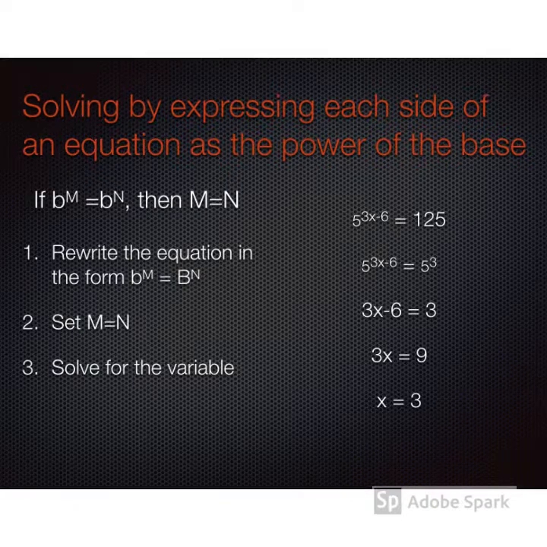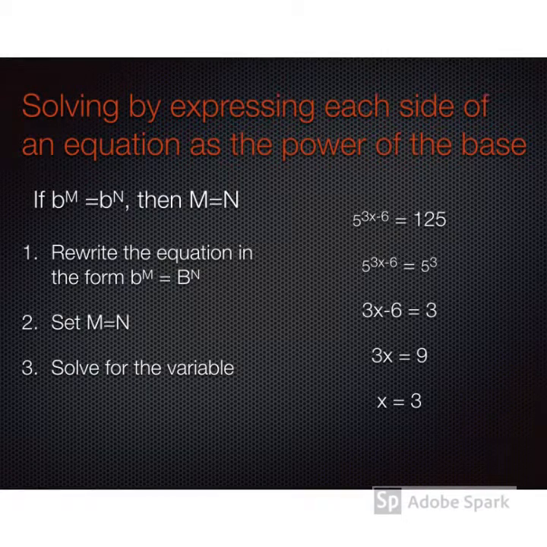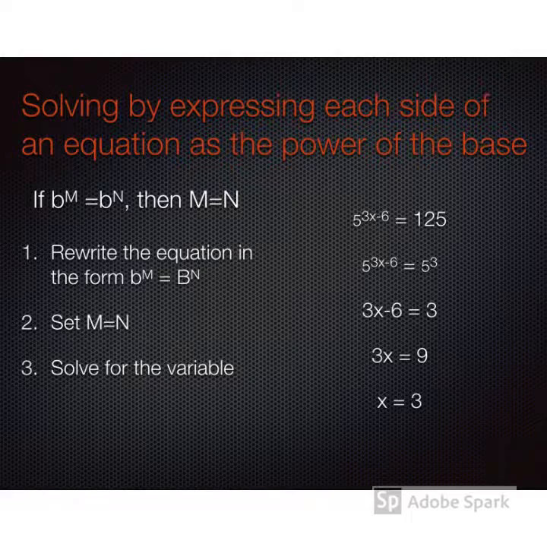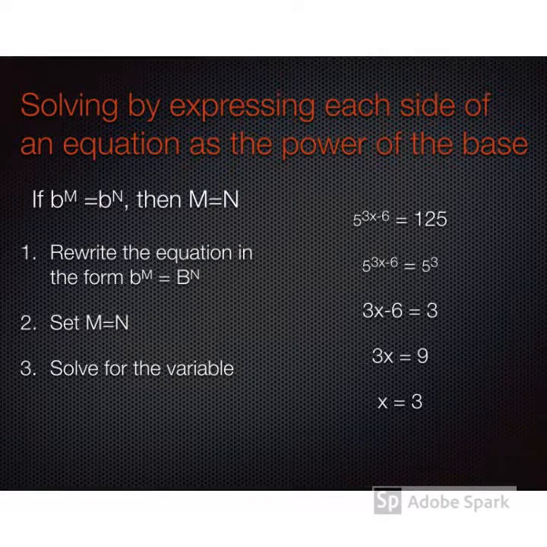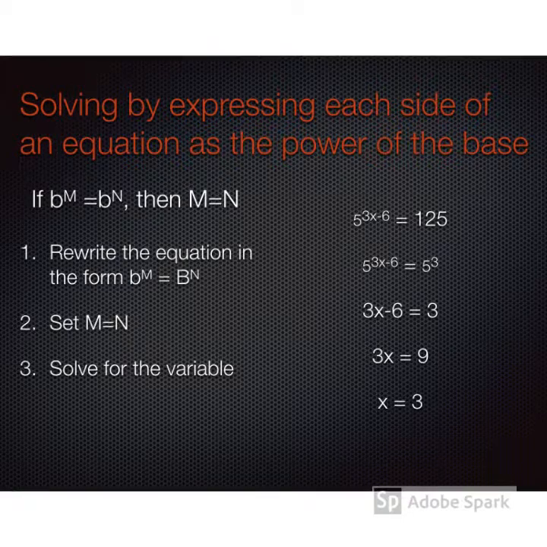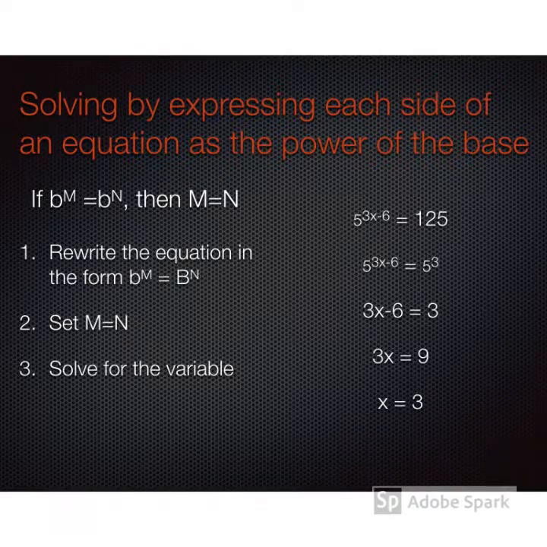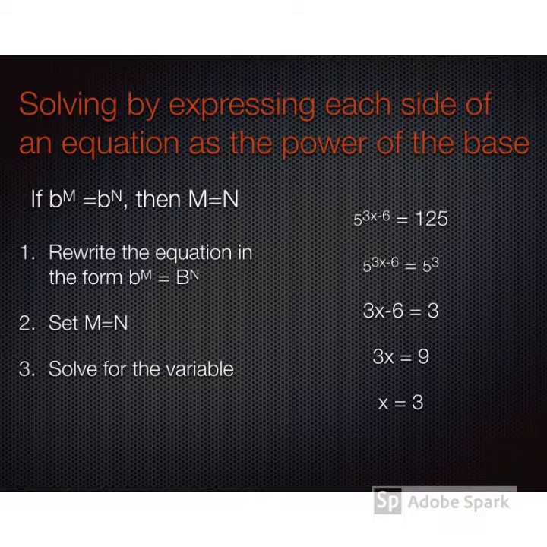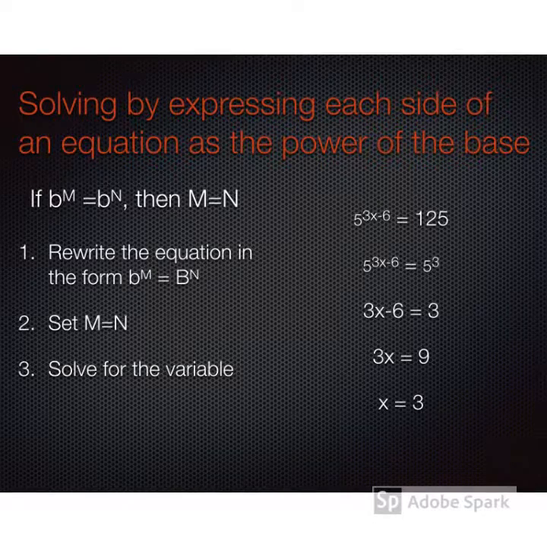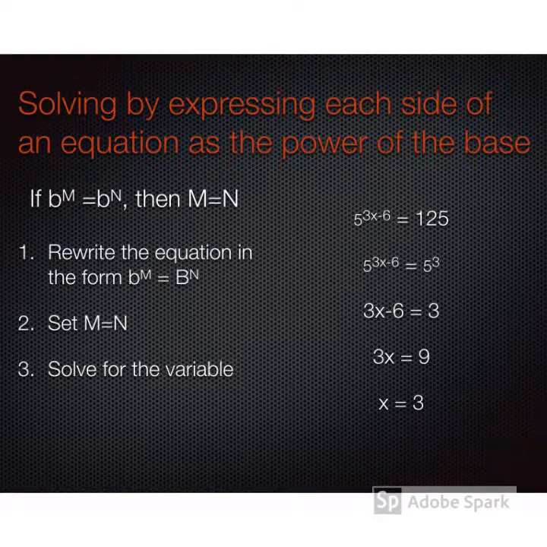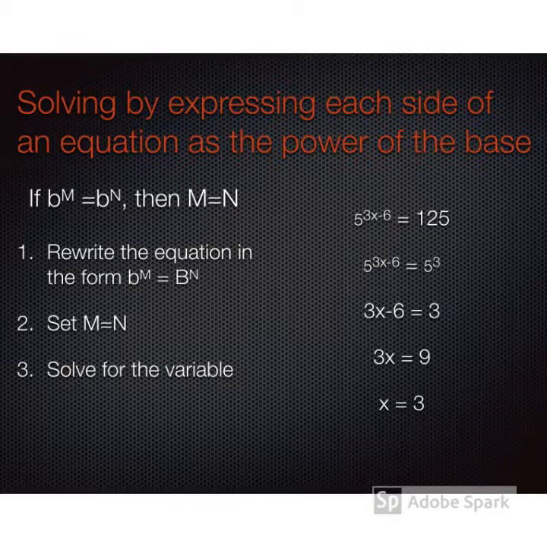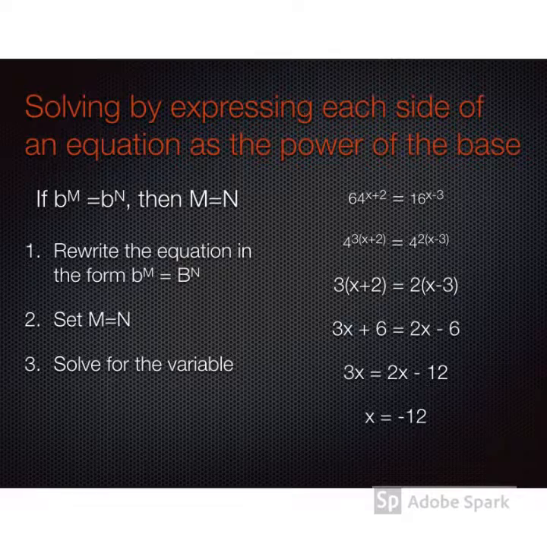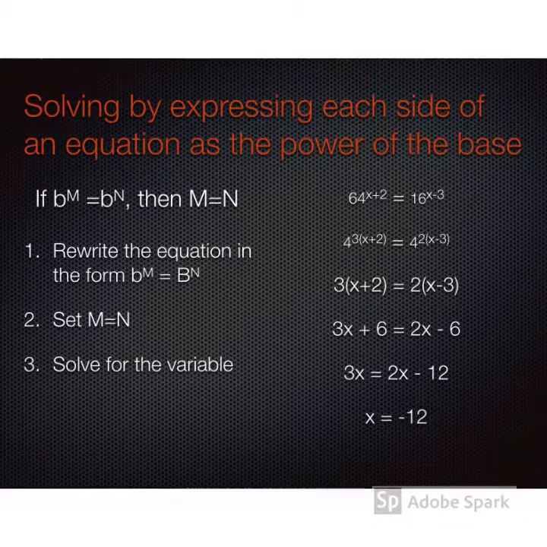So our example problem on the right is 5 raised to the 3x minus 6 equals 125. It's really not set up in the format of b to the m equals b to the n, because we don't have a b to the n on the right hand side. So we get a 5 to the third, because 5 to the third equals 125. That allows us to drop the two 5s and bring down the 3x minus 6 equals 3. And we solve for x, and x is equal to 3. That's the answer.